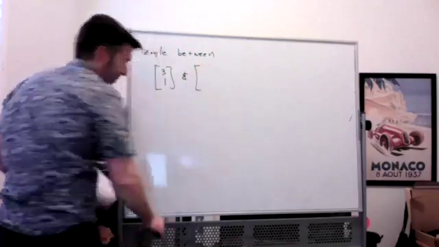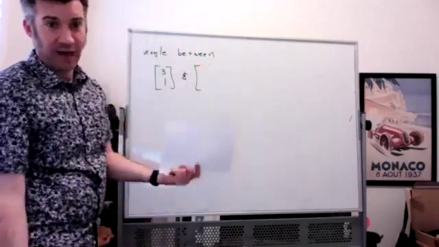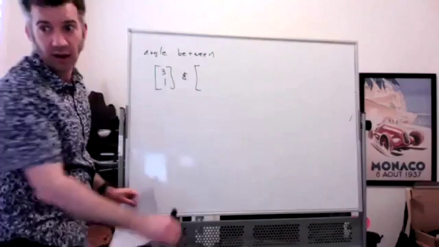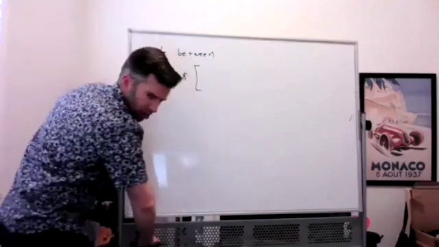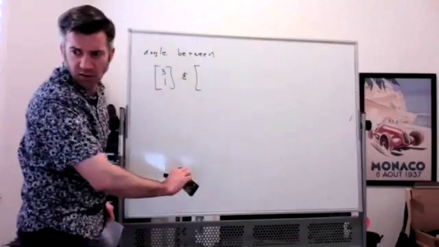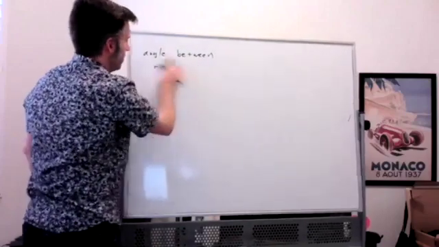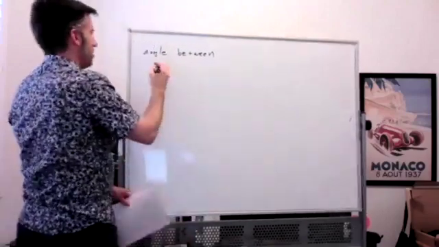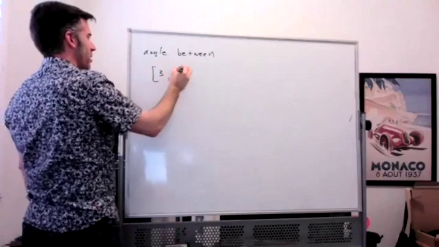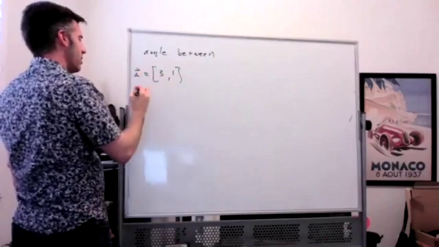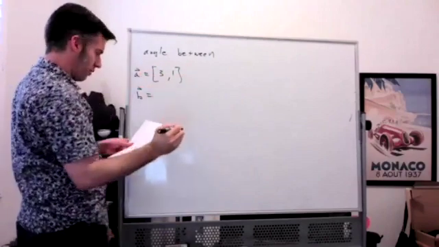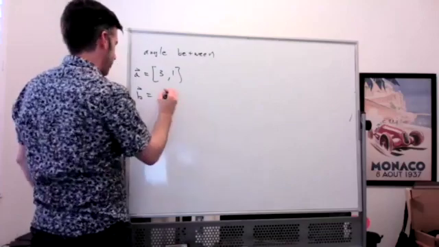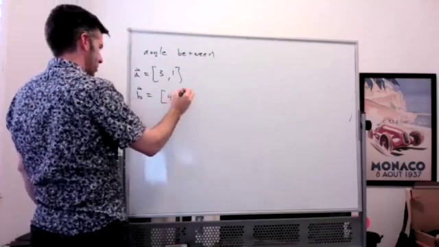I just kind of default to writing them in the way I'm most used to writing them. Sorry, let me write them in the usual way. So 3, 1, that's going to be my A vector, and B is going to be what I got here, 4, 8.